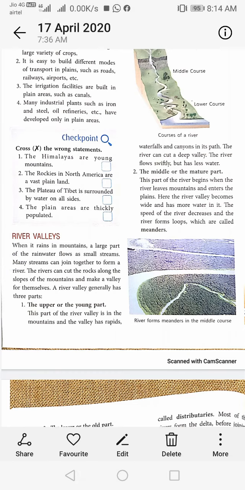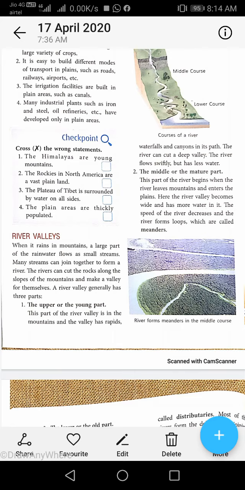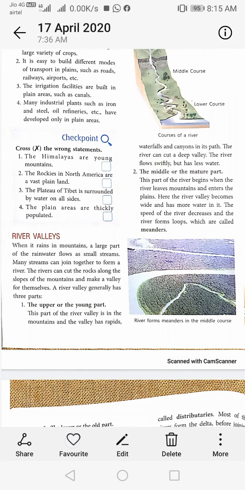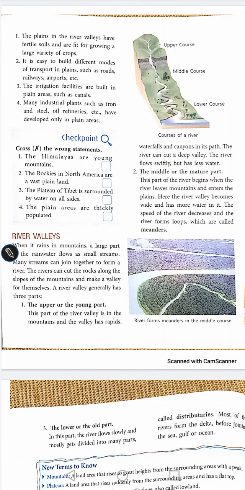So what are the wrong statements here? The Himalayas are young mountains, absolutely true. The Rockies in North America are a vast plain land. No, they are not plain lands, they are mountain ranges. The plateau of Tibet is surrounded by water on all sides. No, the plateau of Tibet is surrounded by mountains on all sides. The plain areas are thickly populated. Yes, the plain areas which are suitable for living, there the people live in very dense population.